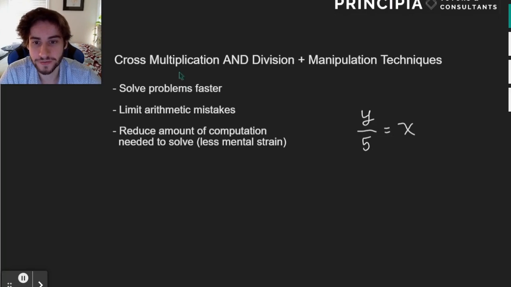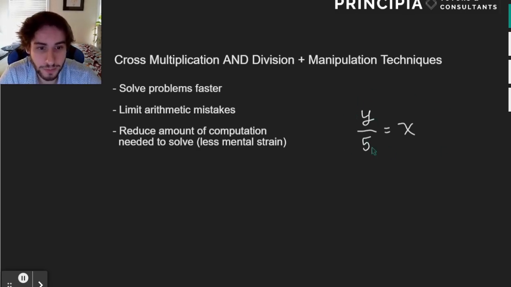Today we're going to be talking about an expansion of cross multiplication that I've termed cross multiplication and division, and some associated manipulation techniques. What this is going to allow us to do is to solve problems faster, make fewer arithmetic mistakes, and also reduce the amount of manipulations and computations we need to solve problems, which results in less mental strain. That is particularly important for a long test like the SAT, where you're just going to be tired by the end of it.